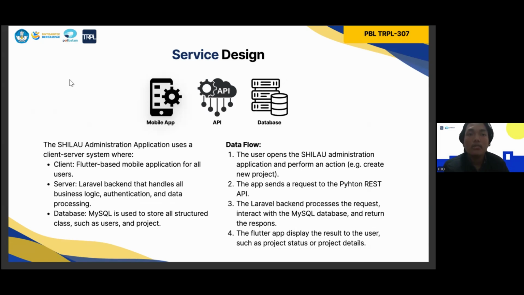The data flow works as follows. First, the user opens the Silo administration application and performs an action. Second, the app sends a request to the REST API. Third, the Laravel backend processes the request, interacts with the MySQL database, and returns the response. And finally, the Flutter app displays the result to the user, such as project status or project detail. Next.